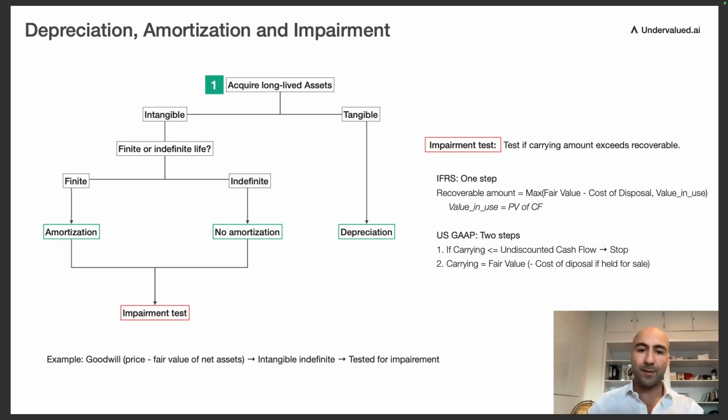On US GAAP, it's done in 2 steps. It's written right here on the right side of the slide. But it's basically more or less the same idea.